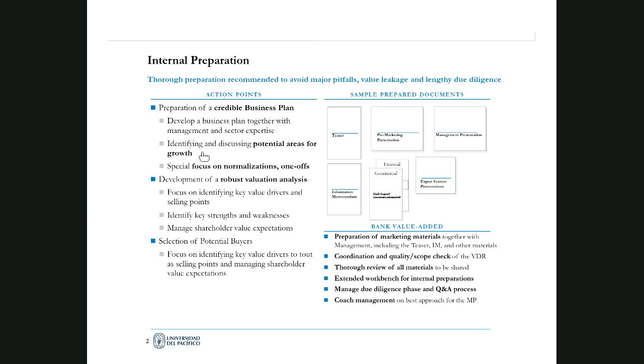You develop a business plan together with management and expertise of the sector. You identify potential areas for growth, but you also focus on normalizations or one-offs. What does this mean? This means that you need to analyze historical figures and try to understand what happened with the company in order to do an appropriate projection, okay? And one-offs are things that happen only, it's not the normal course of the business. These are things that happen probably only once and that have an explanation, okay?